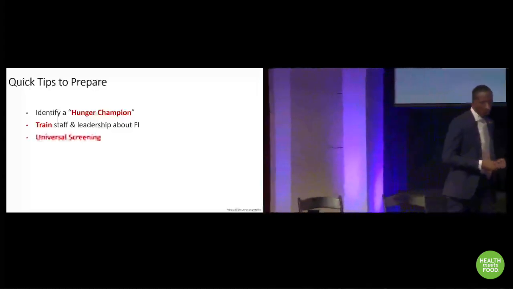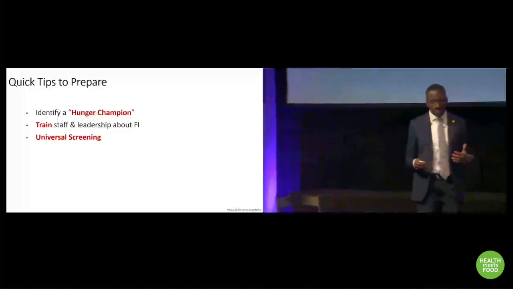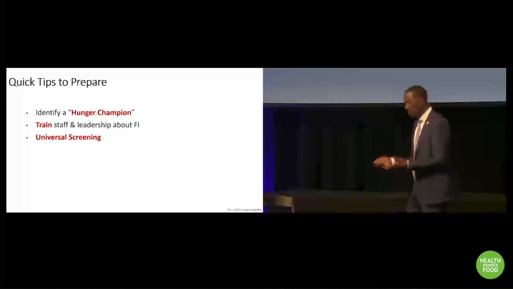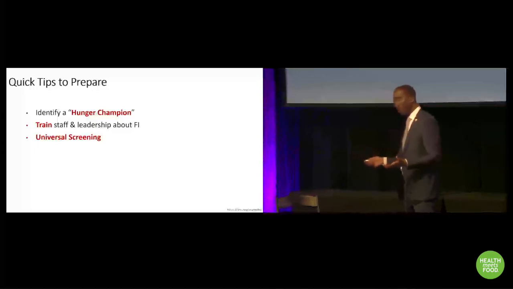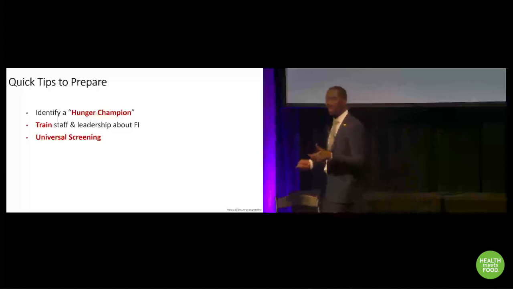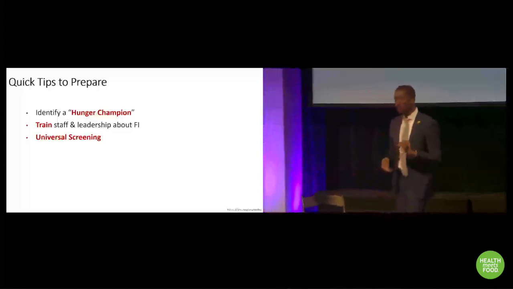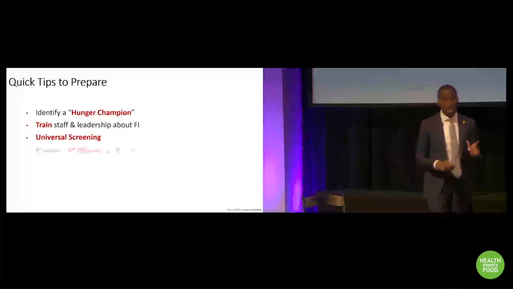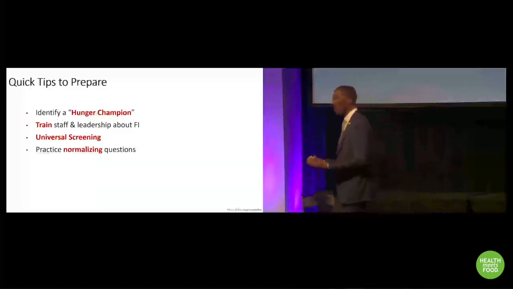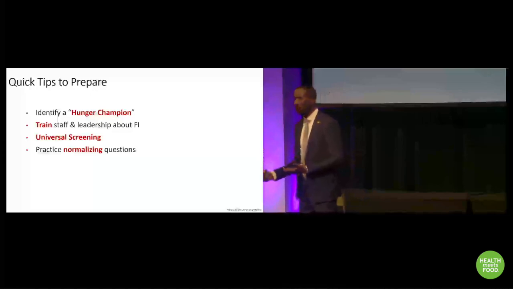Number three, universal screening. Not just when we stigmatize or have these biases towards our patients. We do this for all of our patients. I don't care the income bracket, because you never know what families are experiencing. There are ways to do that to help buffer it a bit if you want. We can talk about that. But in general, universal screening is key. And lastly, I want to say this. Practice normalizing the questions. We ask this question to all of our families and then go into it.